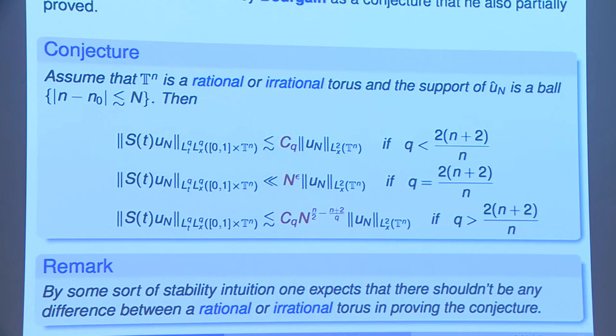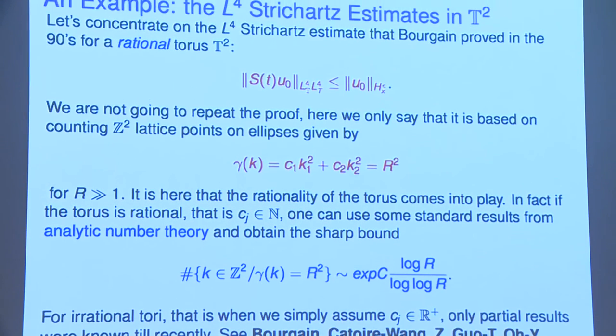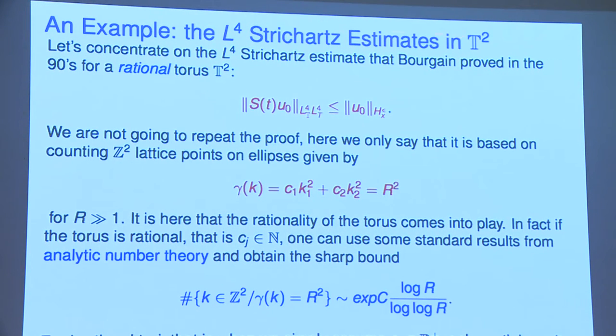So let me actually give you a specific example so that you can fix the idea a little bit. I'm considering now the L4 estimate, which is the one for T^2, the torus of dimension 2. And in the rational case, which was considered by Bourgain in the early 90s, think of c_1 and c_2, for example, being 1, or natural numbers. And if you write down what this L4 norm is, you can write it as the L2 norm of S(t)u_0 times S(t)u_0. You use Plancherel, you do the convolutions, and at the end, what he has to estimate is the number of lattice points that are on circles. Now think of c_1 and c_2 to be 1, so it will be the circle of radius R. And there is a theorem in analytic number theory that tells you how many of those points you have in terms of how large the circle is, and this is what it does.